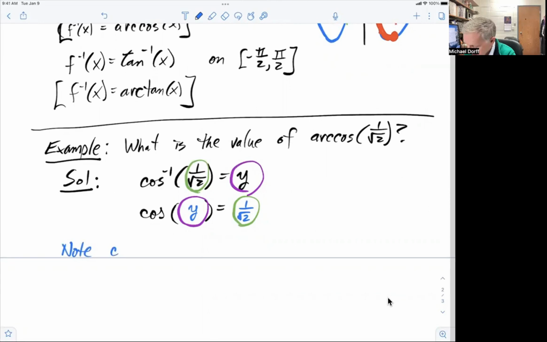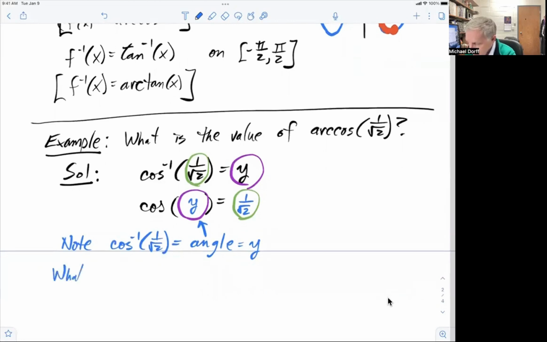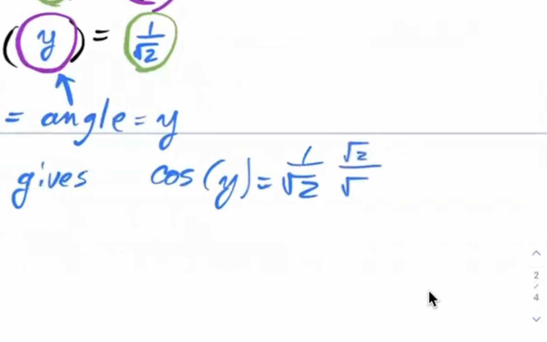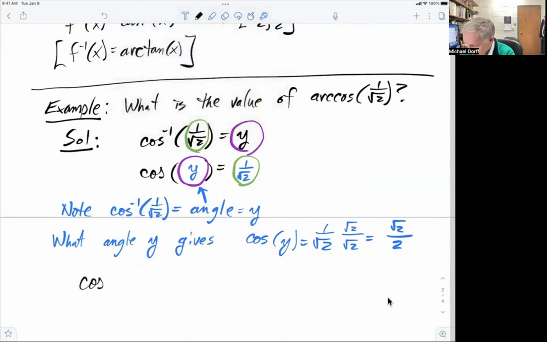So you note that inverse cosine of 1 over square root of 2 equals an angle, y, because we have cosine of y. We want to answer the question: what angle y gives cosine of y equals 1 over square root of 2? Some of you may say, well, that wasn't one we memorized. Well, 1 over square root of 2, if I multiply by square root of 2 over square root of 2, is the same thing as square root of 2 over 2. And that is one you memorized. So cosine of pi over 4 equals square root of 2 over 2.